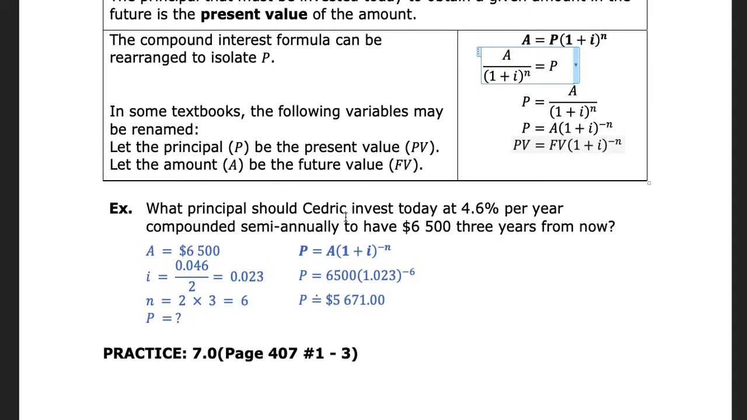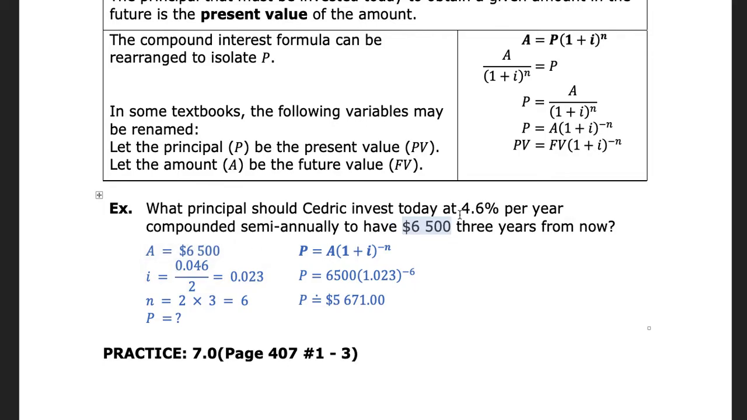What principal should Cedric invest today at 4.6% per year compounded semi-annually to have $6,500 3 years from now? So this amount that's described is in the future. That's what we want at the end of the investment. So that's why I'll refer to this as the amount, using my preferred version right here. The amount that we'll have in the future is $6,500.